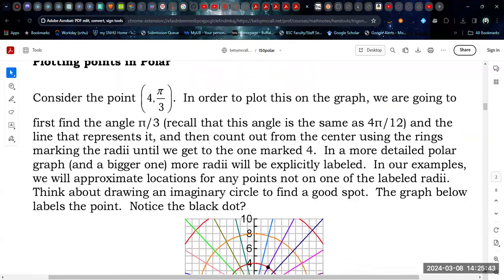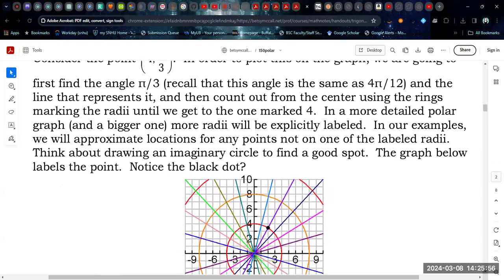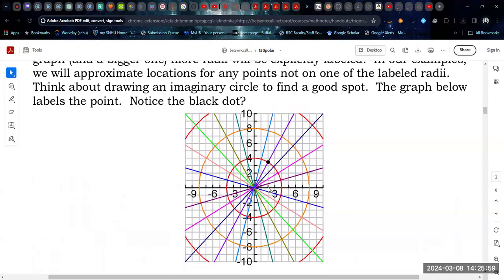Now, if I want to plot a point in polar coordinates, the first coordinate is r, the second coordinate is theta. I go out 4 units, and then I find the line that matches up with my angle, so pi over 3. So in this example, I'm going out 4 units. Notice this r circle goes through x and y equals 4. And then my pi over 3 line, remember, that's 4 pi over 12. So that is that position on the coordinate plane. That is my 4 comma pi over 3.